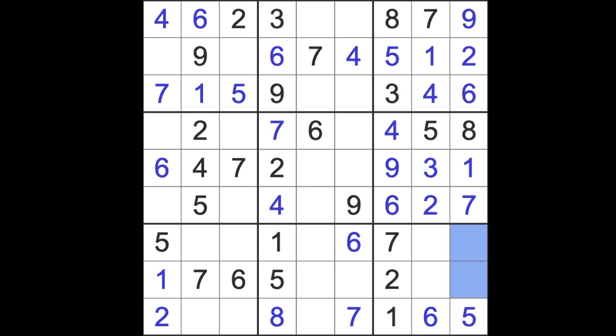Let's see, what do we need down here? We need a 4 and we need a 3. A 3 and a 4. Anything over here to help us with 3 or 4? I don't think so. So here we are looking for 8 and 9, I think. Hold on, 4 and 9.